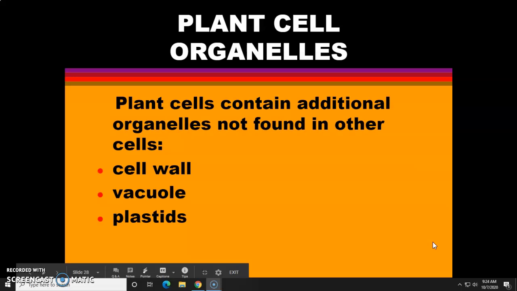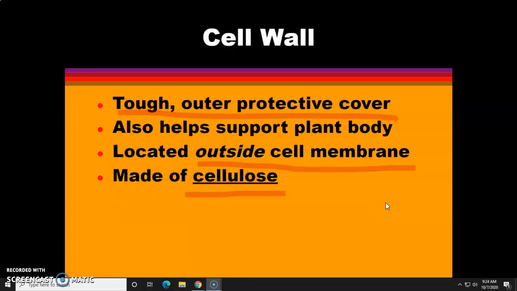Now, in plant cells, we have some additional ones you'll find at the bottom of your page. The cell wall, vacuole, and plastids. Okay, the cell wall is a tough outer protective cover. It helps with shape. It supports the body. It's outside the cell membrane, and it's made of this thing called cellulose. That's a fiber in your diet. That's what makes an apple crisp or a cucumber, something like that, when you eat it raw. And when you cook items, it breaks that cell wall down and it makes it more soft.